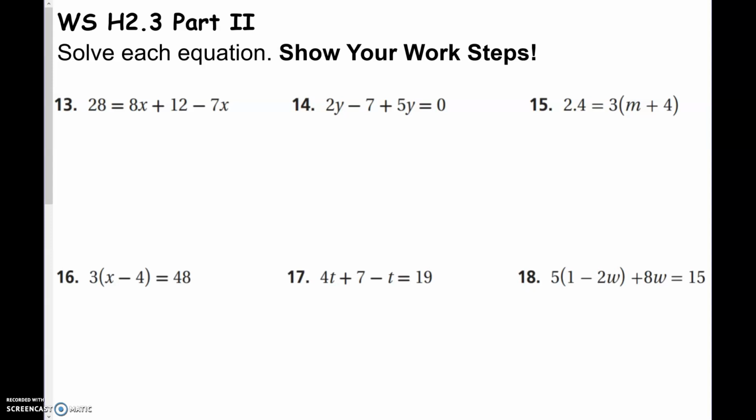We are going to be correcting the worksheet that you just did. On the worksheet, we have about 8 problems to go through. So we're going to correct it and help you guys with any questions that you might have. All right, here we go.